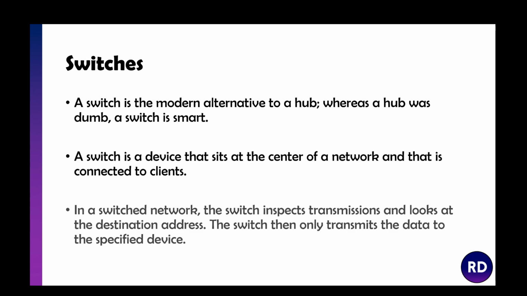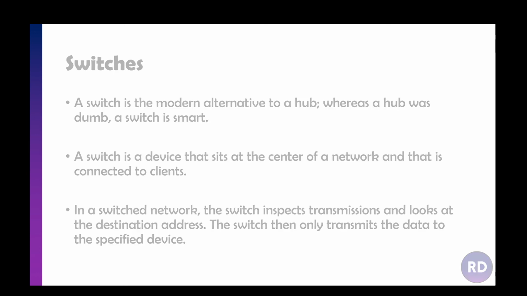Now next we've got switches, which is the modern alternative. So whereas a hub is dumb, a switch is smart. So again, it sits at the centre of the network, and in a switch network, the switch looks at the transmissions and looks at where it's going to go. The switch will then say, right, it's going to go to PC D. So it'll give it to D only, it won't give it to all the other devices.